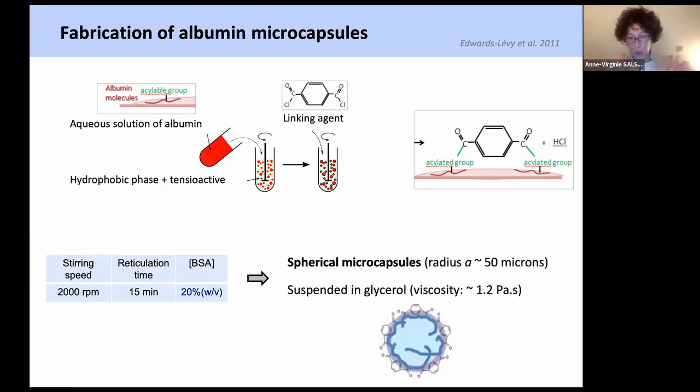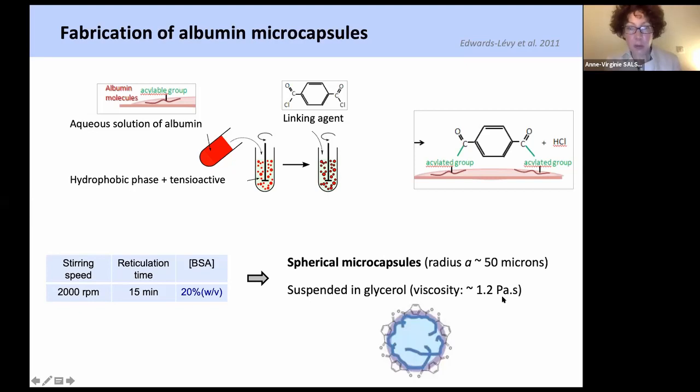So we use sieves to have only a given range of capsule sizes, close to the channel size. And then these capsules, with the reticulated membrane that we see here, are suspended in glycerol with a viscosity initially of 1200. But since we add a little bit of water to the capsule suspension, we end up with a viscosity just below 1000 pascal second.